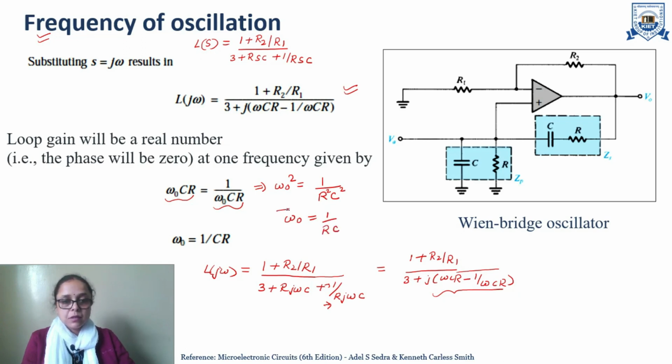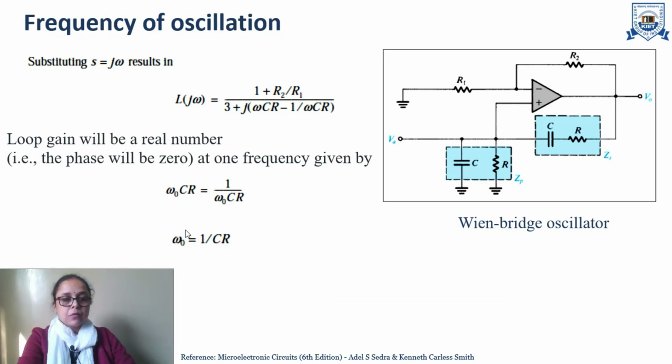So this is the frequency at which the oscillations will occur in this oscillator. Now if we see the expression of this frequency of oscillation, it depends upon the parameters R and C. So this feedback network is a very important part of the oscillator circuit. It decides the frequency of oscillation, meaning the R and C parameters decide the frequency of oscillation of the circuit.